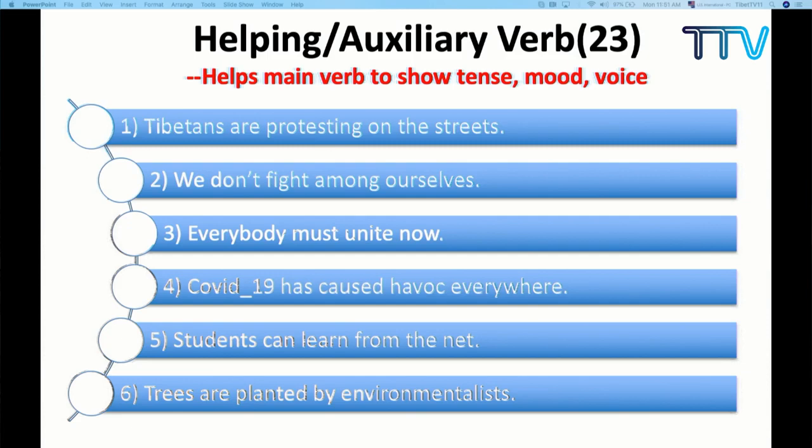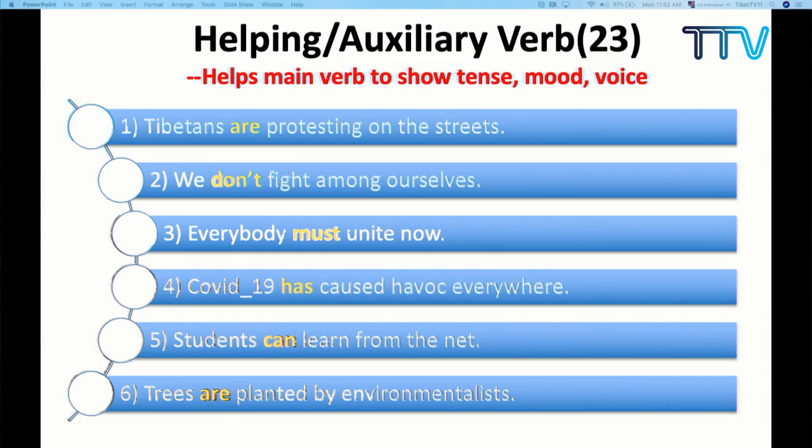Now you have got 6 sentences. I want you to look at each and every sentence and try to identify the helping verb. This will be quite easy. You have to only focus on the helping verb. Tibetans are protesting. You go through this. Okay, let us see.